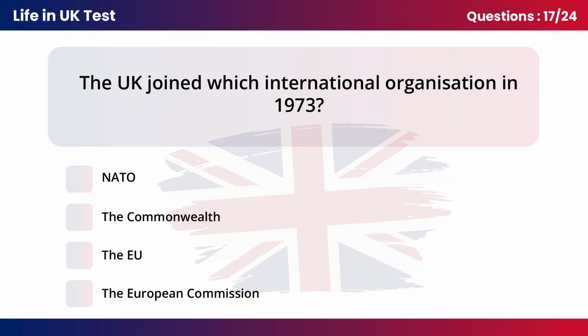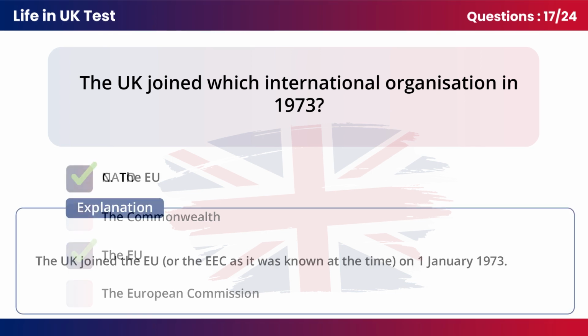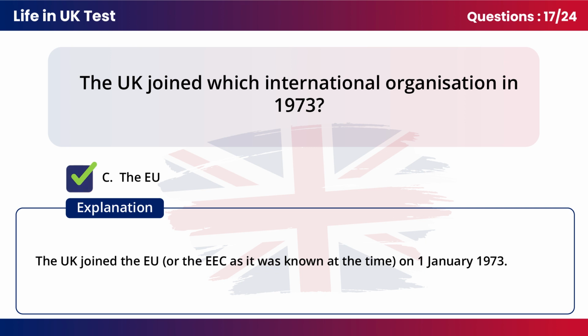Question 17. The UK joined which international organisation in 1973? C. The EU. The UK joined the EU, or the EEC as it was known at the time, on the 1st of January, 1973.